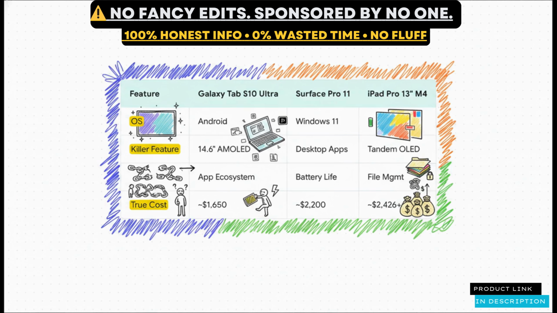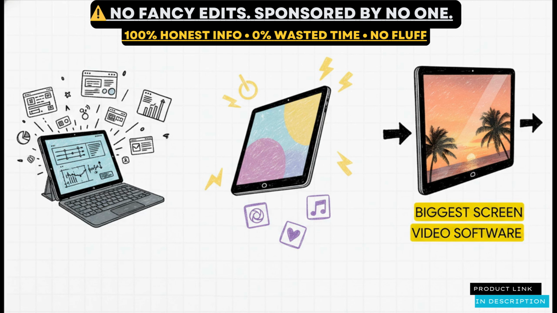And then the iPad Pro M4, which we'll get to, has the best display and the best mobile chip, but its file management is a bit more limited, and yeah, it's got the highest true cost. It all comes down to what you prioritize. Let's just be brutally honest for a second. If your entire workflow depends on the full desktop version of Adobe Premiere Pro with all your custom plugins and everything, the Surface Pro 11 is your only real choice here, period.